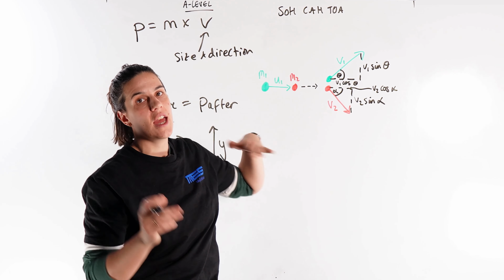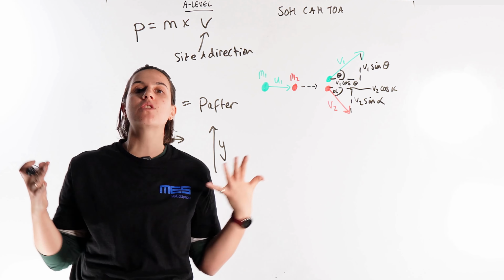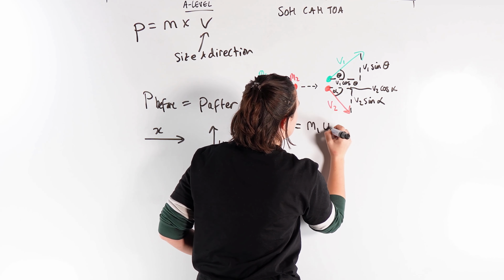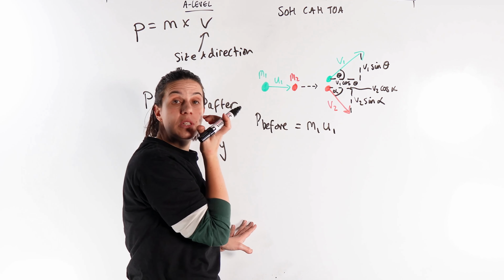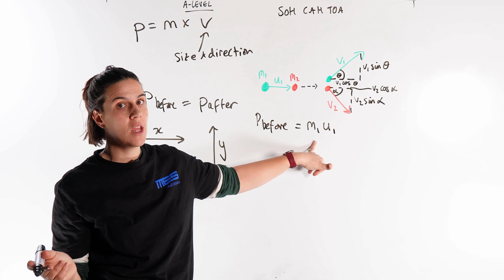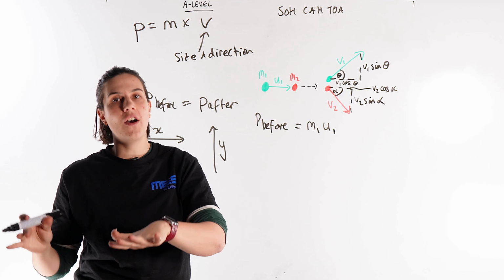Now I can apply conservation of momentum. So let's start in the x direction, that direction there, because that's the one that we're most familiar with. So the momentum before the collision will be the mass of the green ball, m1, multiplied by the velocity of the green ball, u1. m2 was stationary, so it's not going to have momentum. So this will be the total momentum before the collision. Now I know that the momentum before the collision has to equal the momentum after the collision.